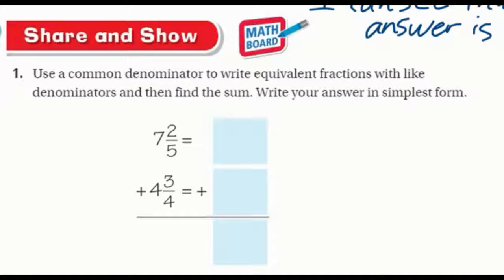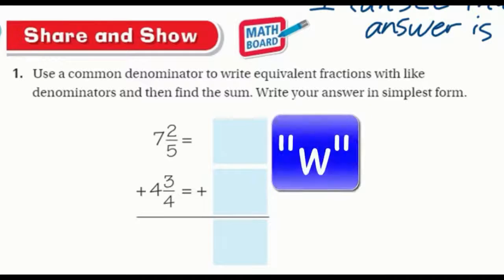Okay, now, it says use a common denominator to write equivalent fractions with like denominators and then find the sum. Write your answer in simplest form. Okay, well, I'm looking at 5 and 4 right away, and I see a common denominator of 20. So I'm going to go ahead and put that in there.